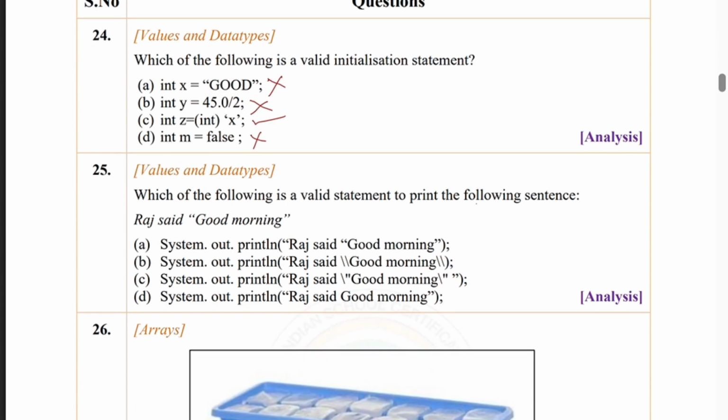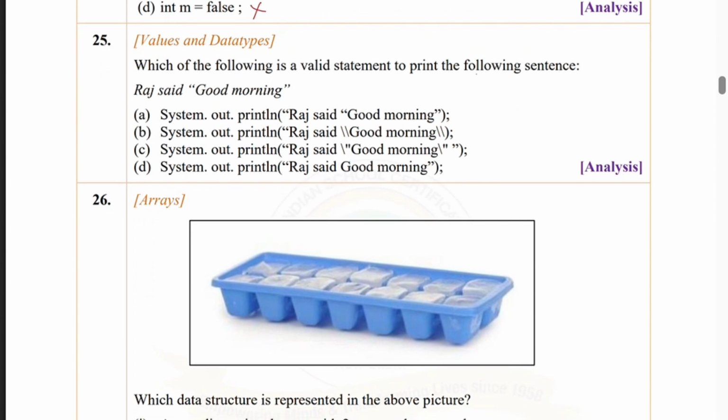Next 25. Which of the following is a valid statement to print the following sentence? Raj said "good morning". Here is a double quote. So for a double quote, we have to write backslash double quote, before and after good morning. This is an escape sequence character. To insert a double quote or a single quote, use backslash double quote or backslash single quote.